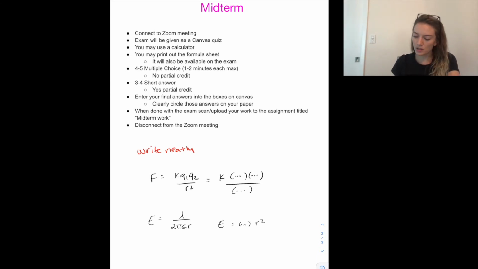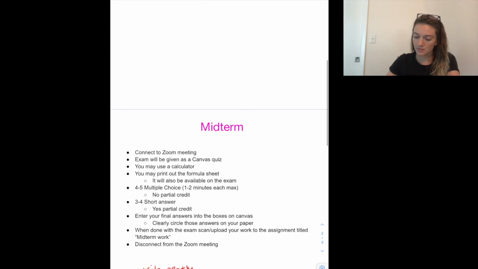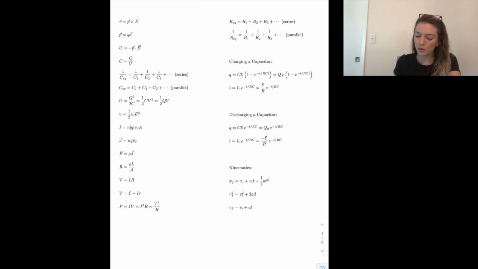Okay, so now I want to just go over the formula sheet. This is the formula sheet that you'll have on the exam. Now, you'll notice that the majority of the equations are from chapters 24, 25, and 26. And that's because chapters 21, 22, and 23, like I said, are the most important chapters that we've done so far. They're the foundational material for electromagnetism.